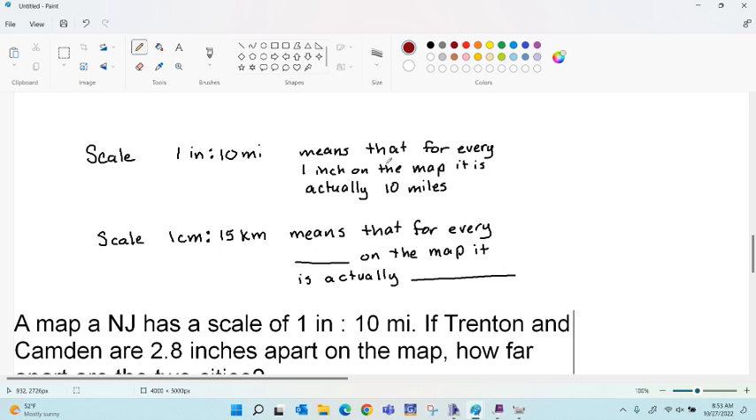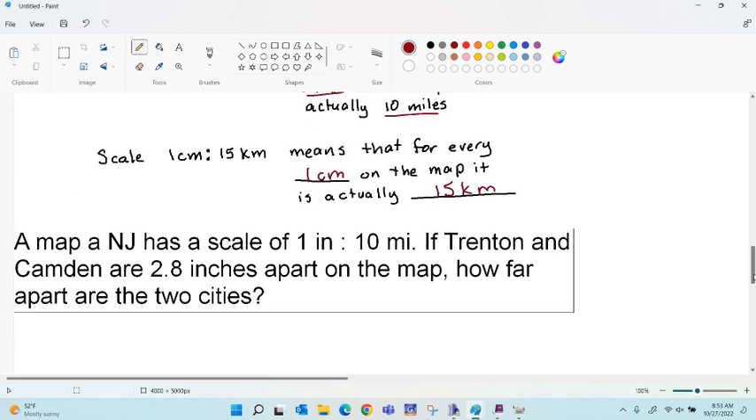Okay, for the original one, it's inches and miles, but look at this one. Which one will this be? Good, so 1 centimeter goes with, good, kilometers. How many kilometers? 15 kilometers. So if you had these worked out, 1 centimeter goes with 15 kilometers. So we can use this to figure out on our maps what's happening.